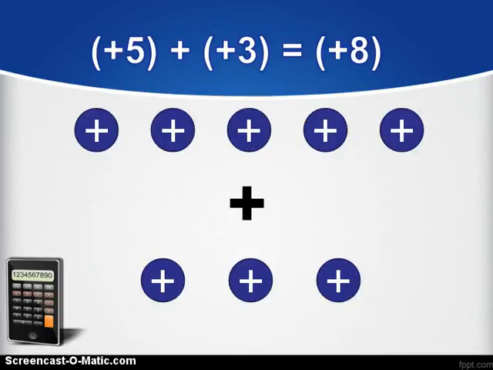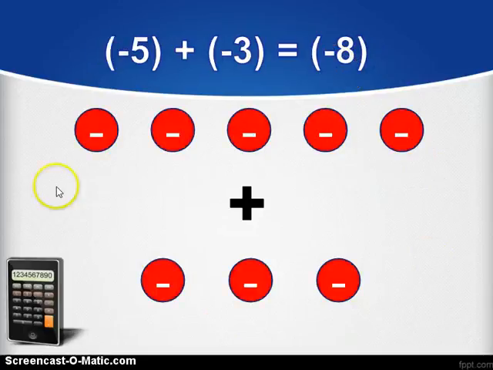And if we are to use the colored counters, if we have 5 positives and 3 positives, then of course we should get 8 positives. Next, if we have 5 negatives and we have to add 3 negatives, then we should get 8 negatives.